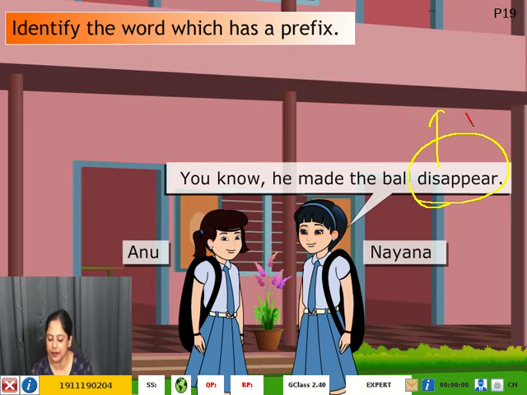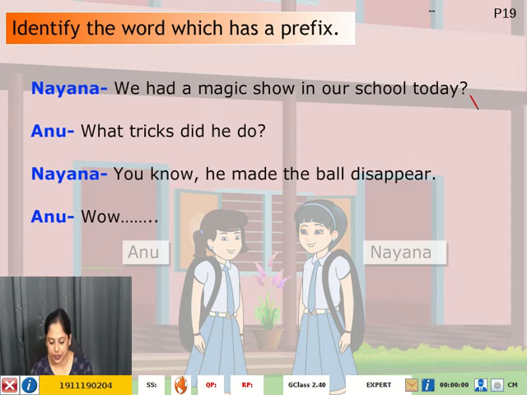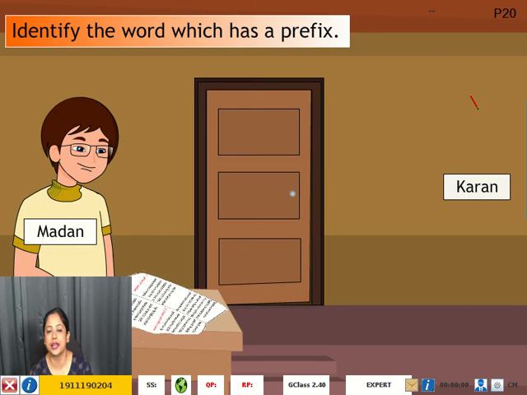Which is the prefix here? The prefix here is dis. Appear means to appear in person. Disappear means to vanish. Wow! So which is the prefix here? The prefix here is dis. We have changed the meaning of the word completely.